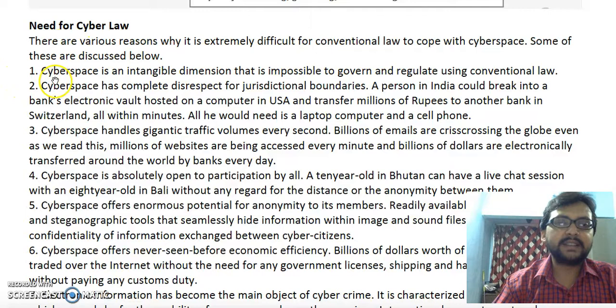So the first reason is that cyberspace is intangible. It is not physically present. That makes it impossible to govern and regulate using conventional law. So it is very difficult to govern.